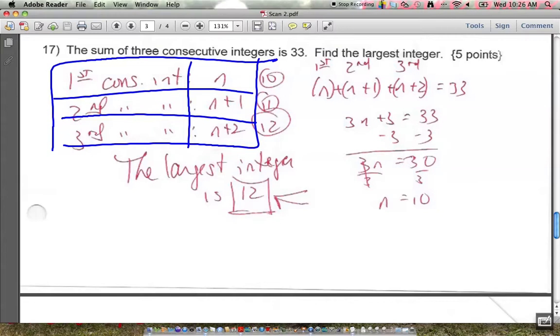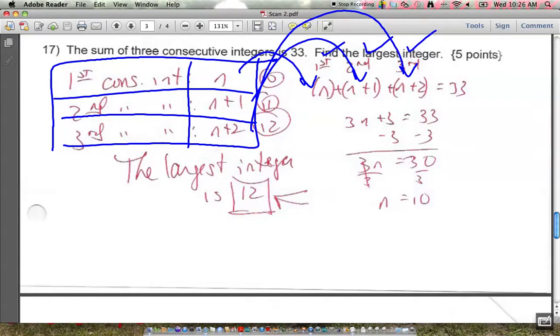So then over here, I write first one plus second one plus third one. The first one's n, so I put the n there. The second one is n plus 1. The third one's n plus 2. Now I just have an equation to solve, and it's the same side situation. 1n plus another n plus another n is 3n. 1 and 2 is 3. Then just solve the equation. So I come up with n equals 10.